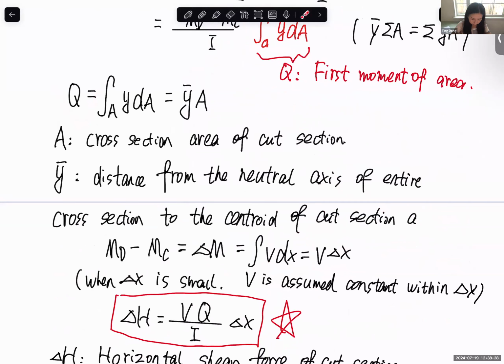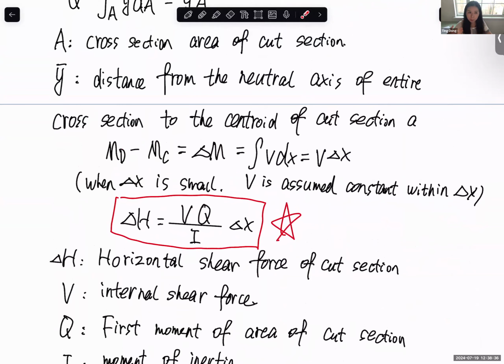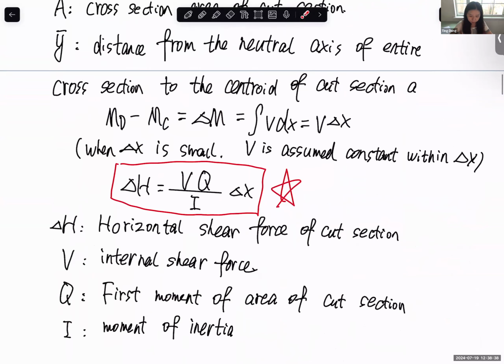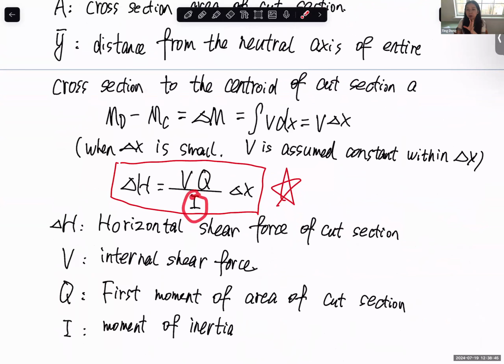So now we can see that if we're clear about A and Y bar, we know how to calculate Q. And once we have Q, the rest should be simple. The concept of moment of inertia is always about the entire section. No matter in which chapter or which solid mechanics class, moment of inertia is always about the entire cross section. You don't say moment of inertia about a small section of the cross section. No, it's always about the entire section.